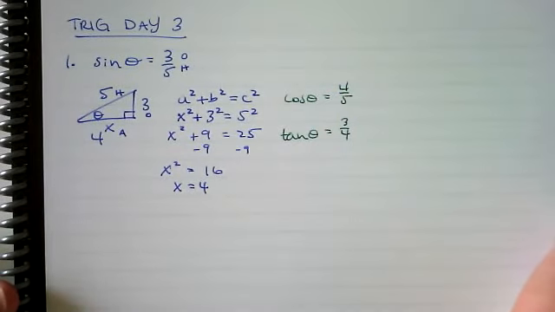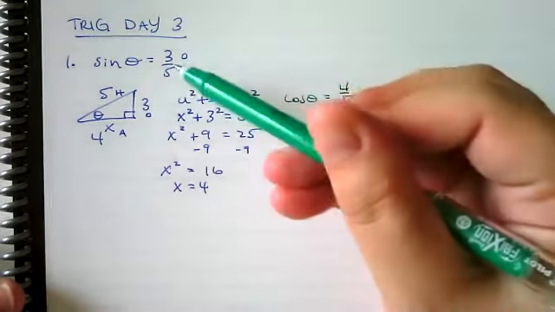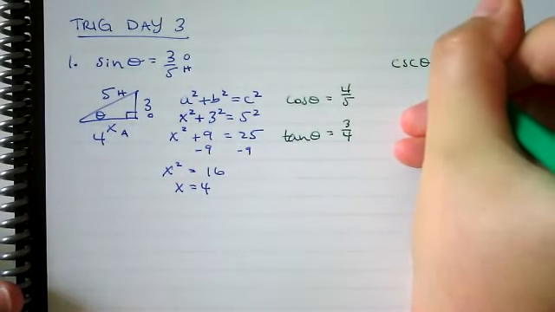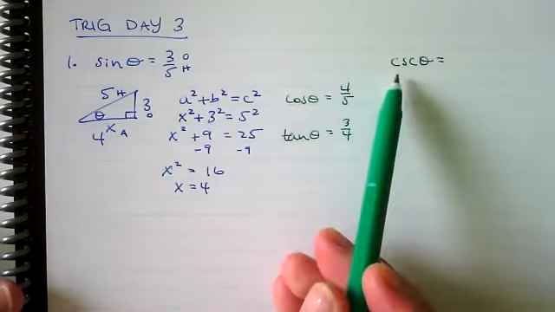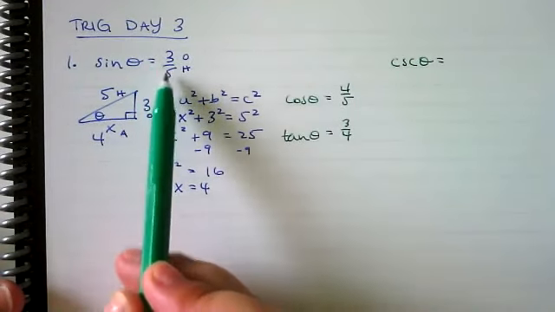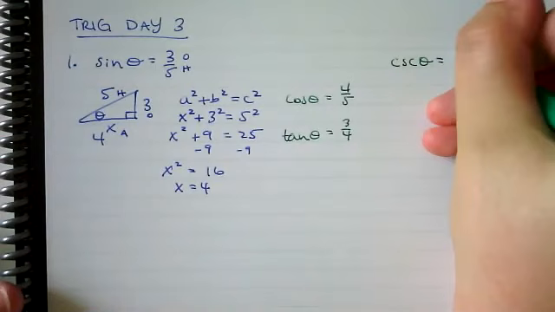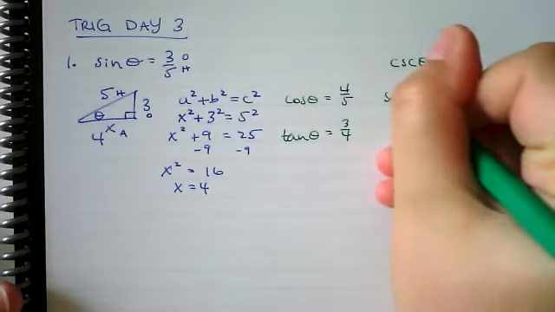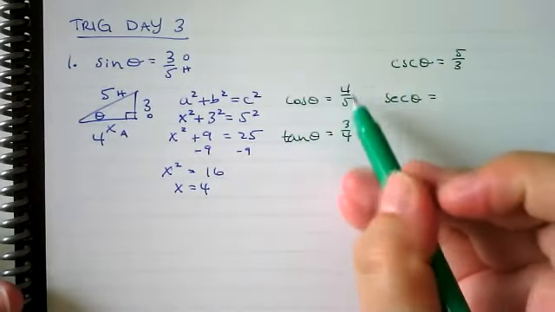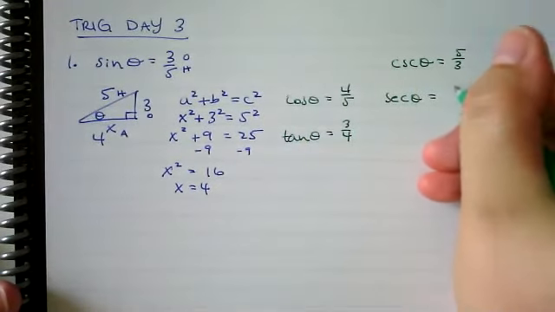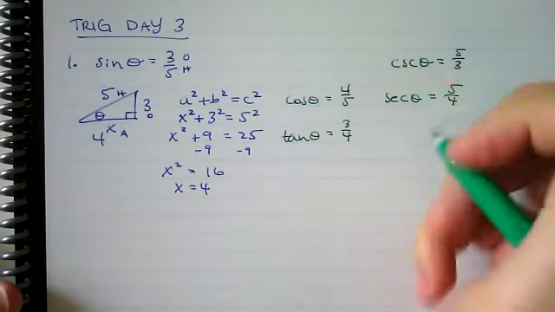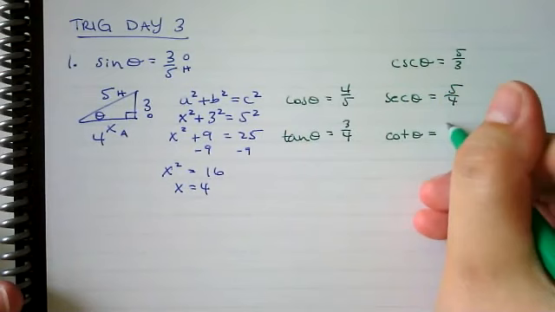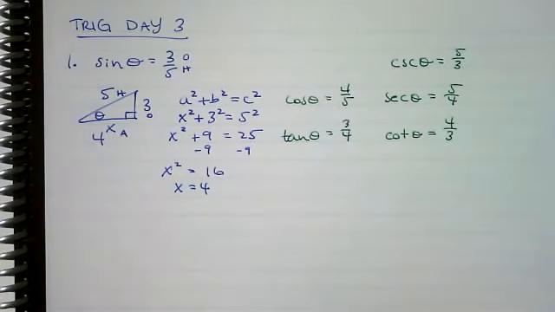And now I go to my reciprocal trig functions. So I've got sine already, so the next easiest one is going to be to do cosecant. Because remember, cosecant is the reciprocal of sine. So I flip that, and I've got 5 over 3. Cosine and secant go together. So secant is just the reciprocal of cosine, so it's 5 over 4. And then cotangent is the reciprocal of tangent, so it's just 4 over 3. And then we're done with question number 1.